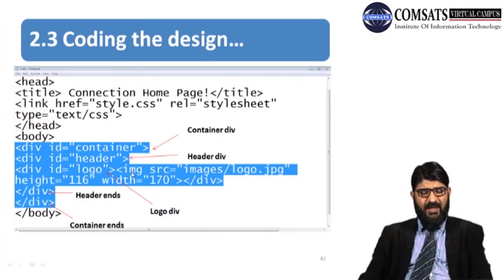That's why we are giving an image source equal to images/logo.jpg, and then the height of that particular logo is mentioned over here, that height is in pixels, 116, and then the width of the image is also mentioned, that is 170 pixels, and the div tag is closed for the logo over here. Then the div tag for the header is closed, and in the end the div tag for the container is ended. So the three divs for the header are mentioned over here.